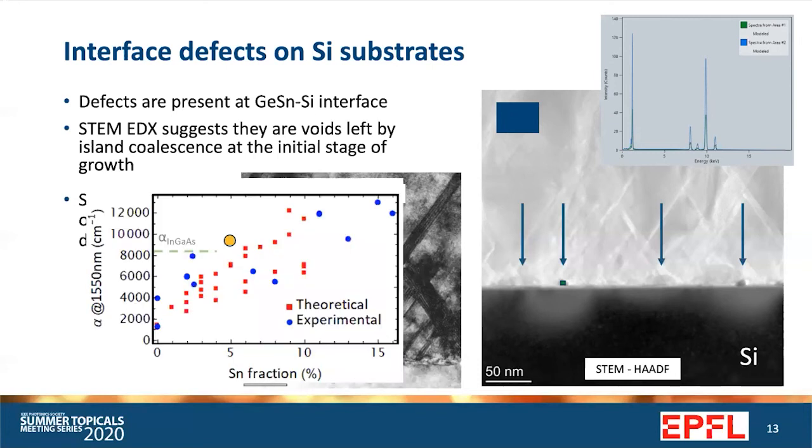Finally, I'd like to show that we were able to measure the absorption coefficient for a germanium tin film on silicon by using an anti-reflection coating. And for a germanium tin with 5% of tin, we got an absorption coefficient at 1.55 of 9,500, which is already higher than the absorption coefficient of indium gallium arsenide, showing that we don't need much tin in our film to get better absorption than indium gallium arsenide.